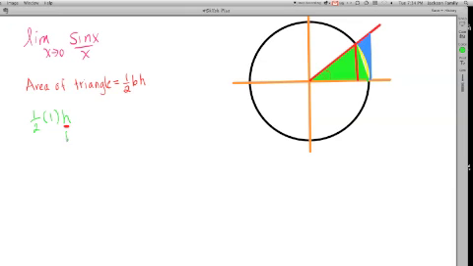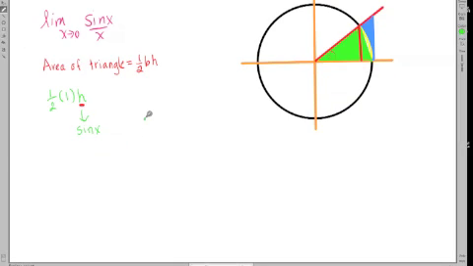And we can write that as a trigonometric function. We know that the sine of x equals the opposite over the hypotenuse. The hypotenuse is 1. It's a unit circle. So sine of x equals the height. So we can substitute that in. Now the area of this green triangle is less than all of the other areas. So we can make an inequality here with 1/2 sine x less than the area of both the sector and the blue triangle.